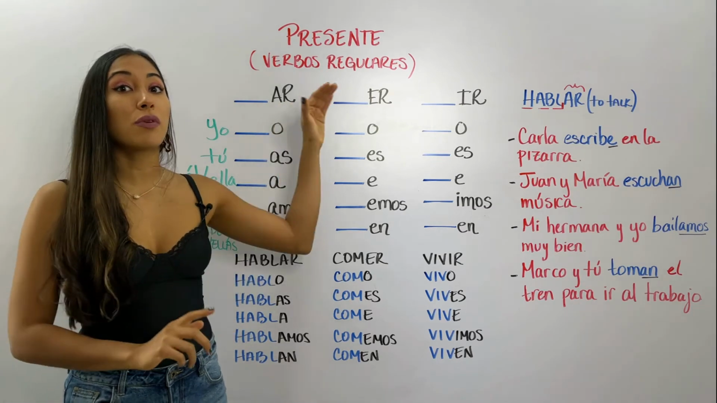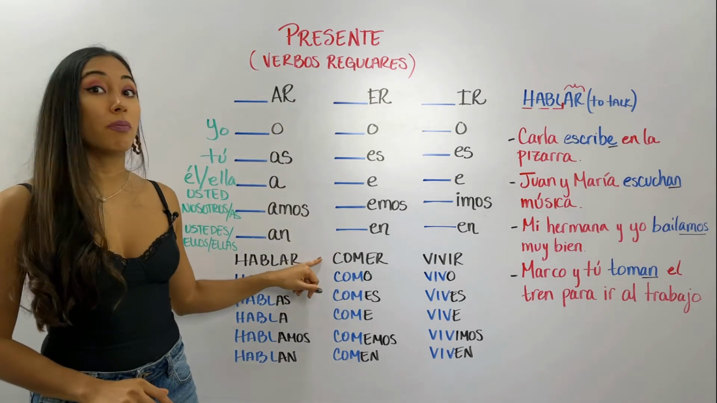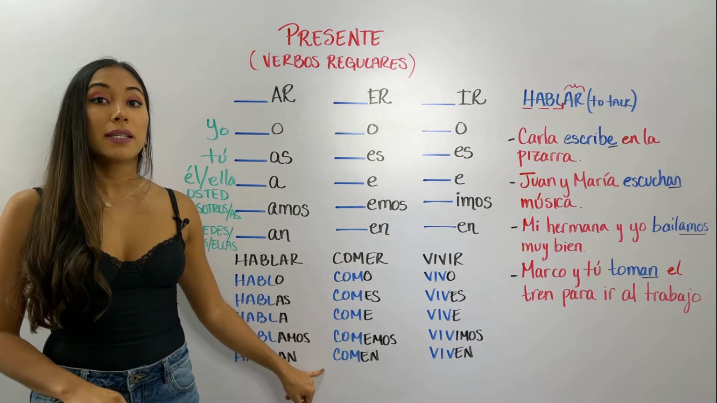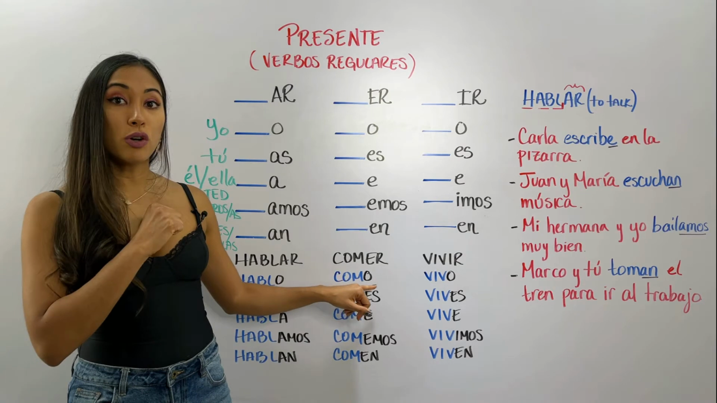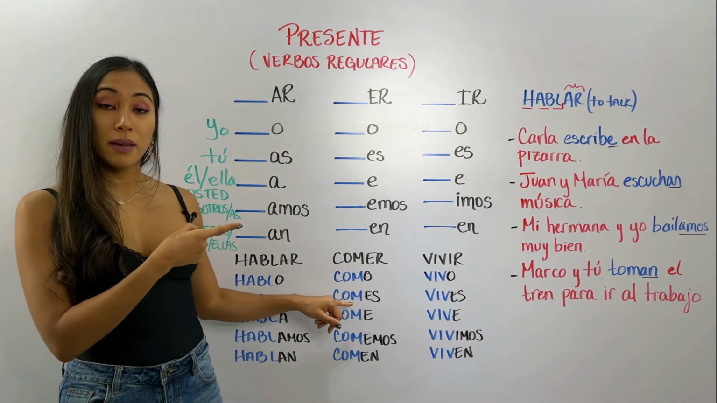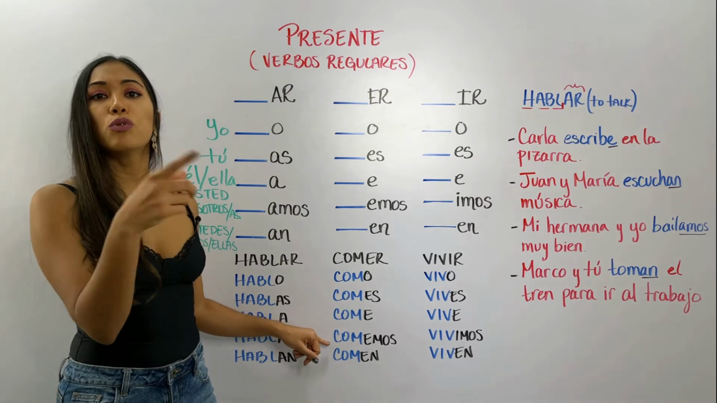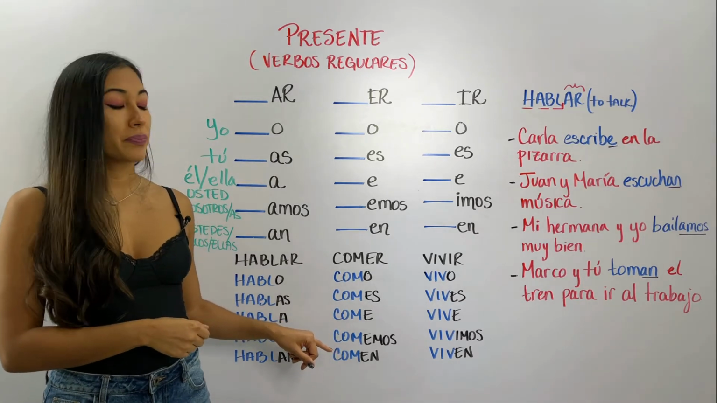I will do the same with comer, to eat, comer. I write down the stem, com. And then the ending. Yo como, tú comes, ella come, nosotros comemos, ustedes, ellos comen. Okay?